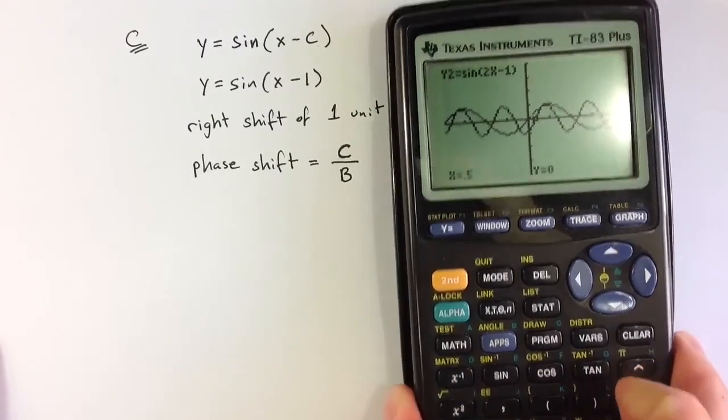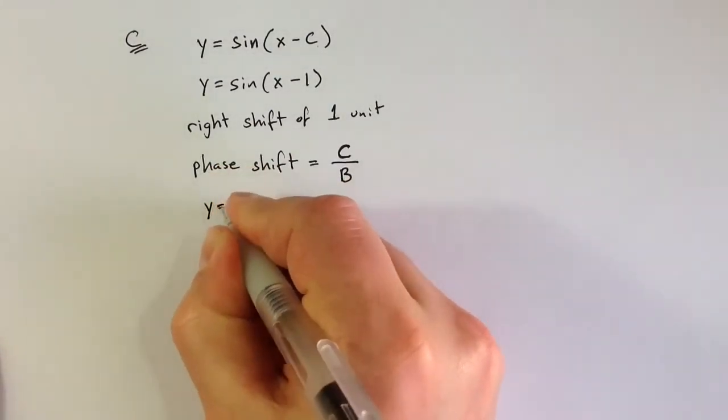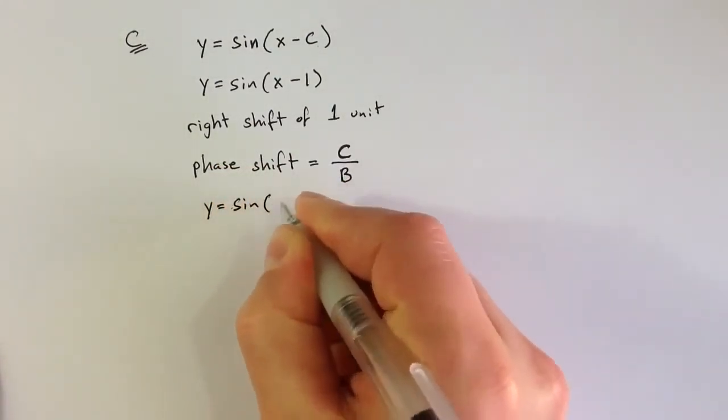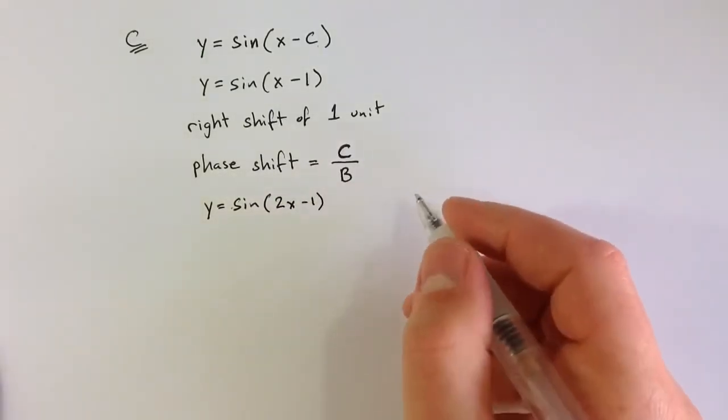So the phase shift depends on both c and b. The graph that we've just seen was y equals sine of 2x minus 1, and the phase shift was 1/2.